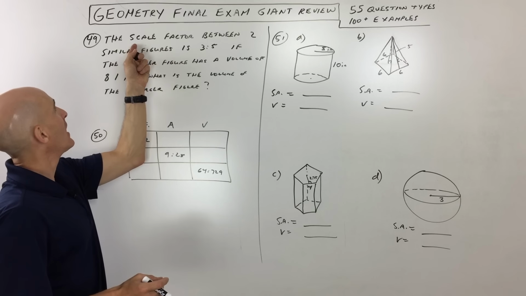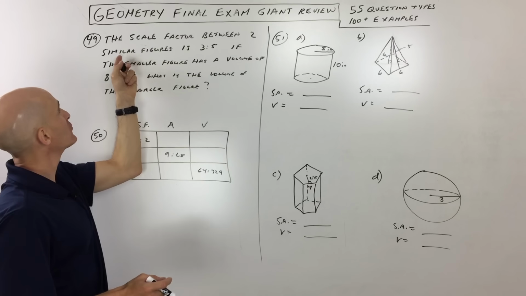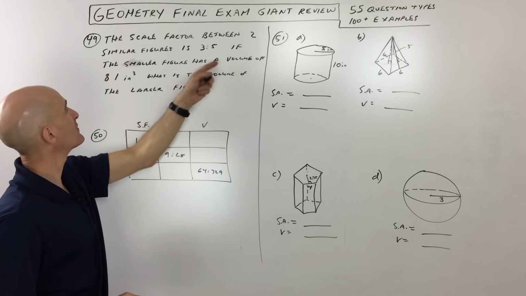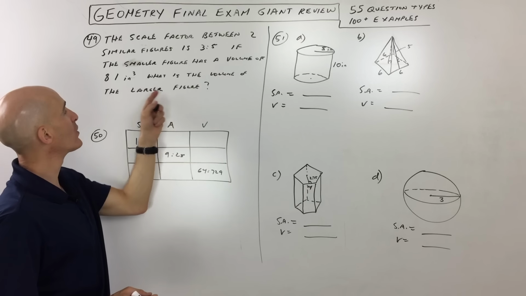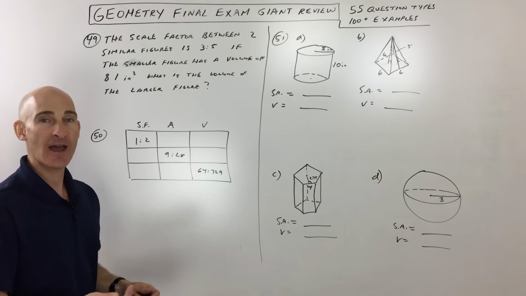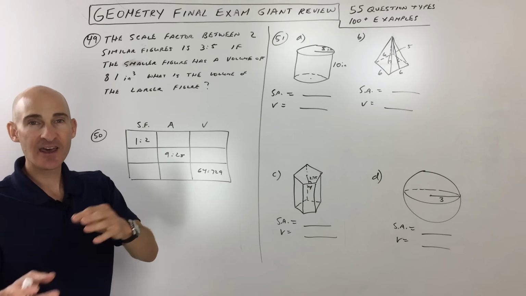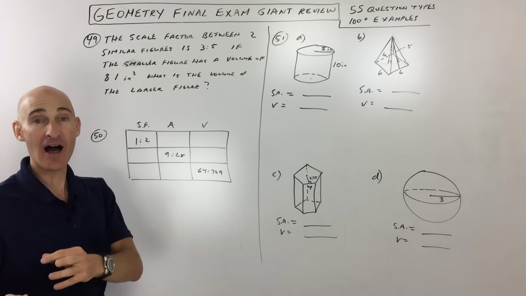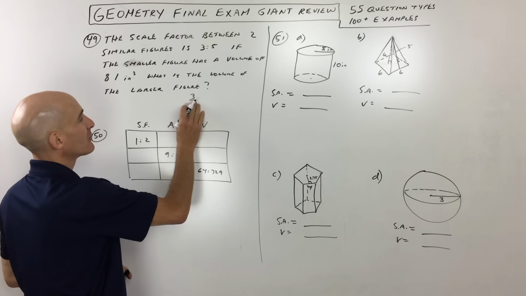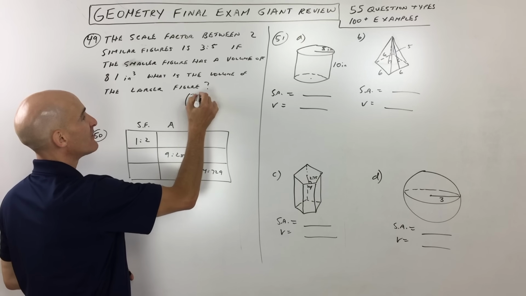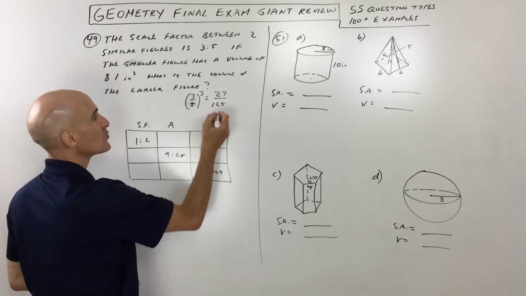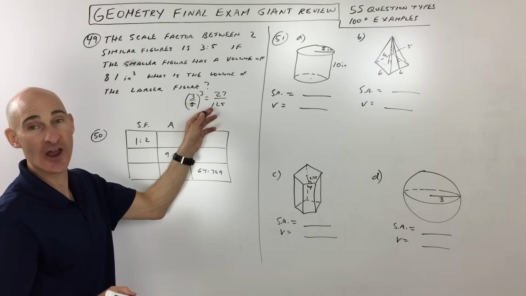Number 49 says the scale factor between two similar figures is 3 to 5. If the smaller figure has a volume of 81 inches cubed, what is the volume of the larger figure? Well, we talked a little bit about this earlier about scale factor between the side lengths and the surface areas and the volumes. What you want to do is take that scale factor 3 to 5, and because it's volume, you want to cube it. So it's really going to be a ratio of 27 to 125, small to large, right?